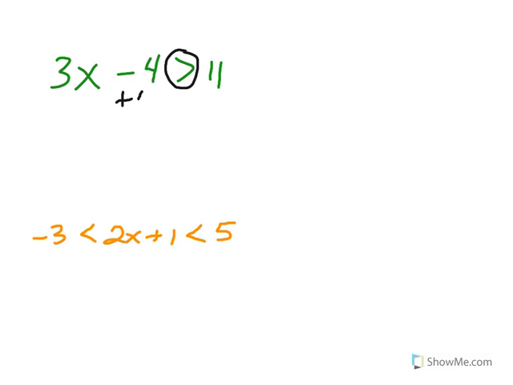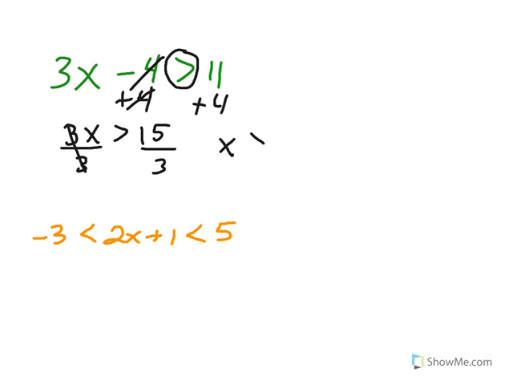I take 4 and I add it to the other side, then I get 3x and I get 15. Then I divide by 3, and I get x is greater than 5. Now this is the way you're going to do all these problems.